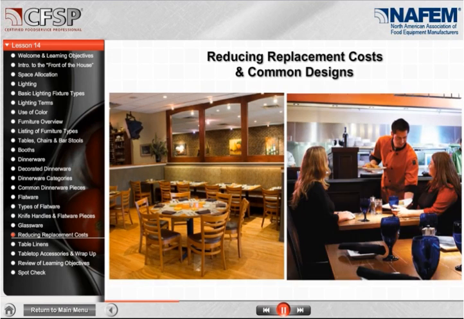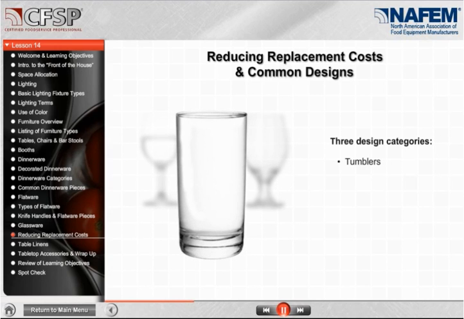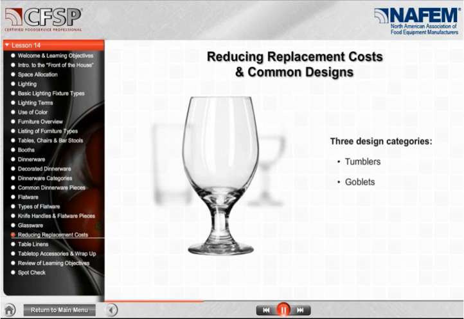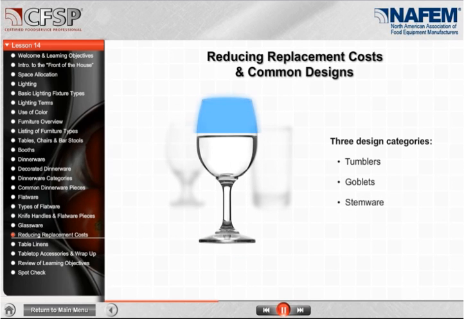Most operators choose glassware from each of the following three design categories. Tumblers, which are designed without a foot or stem. Goblets, which consist of a bowl mounted on a short foot. And stemware, which is a glass bowl mounted at the top of a stem which connects the bowl and foot.